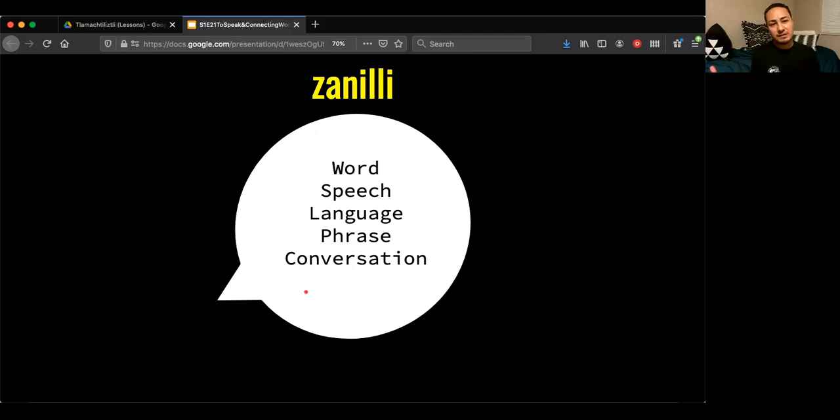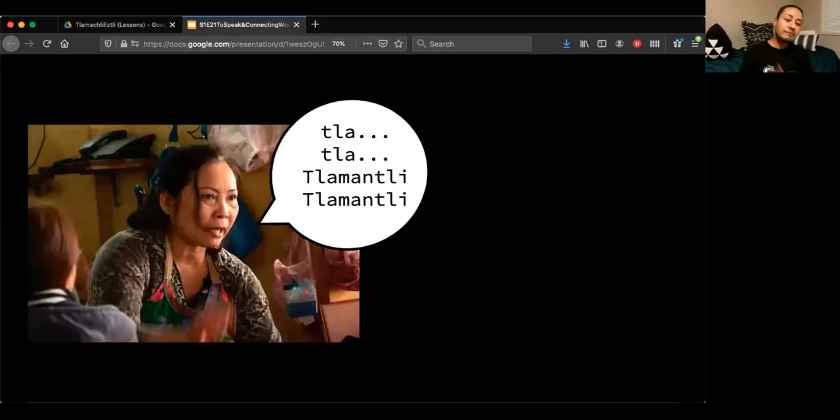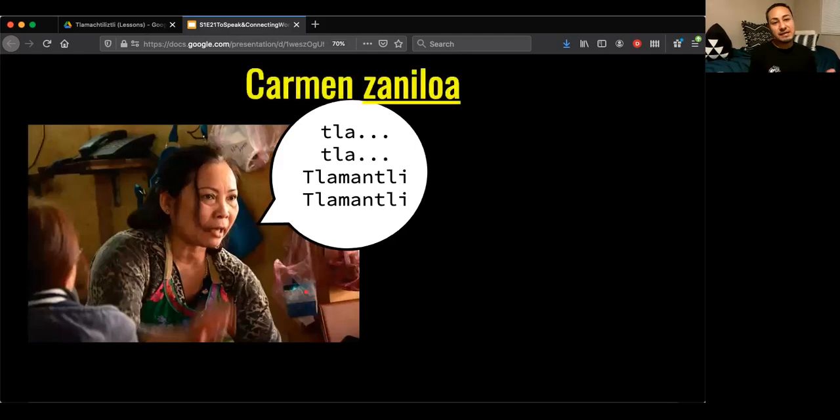And just like the word tlahtoli has the equivalent tlahtoa, sanili has its equivalent verb, which means the same thing as tlahtoa, which is saniloa. So instead of saying Carmen tlahtoa, you could also say Carmen saniloa. So we have either tlahtoa or saniloa.